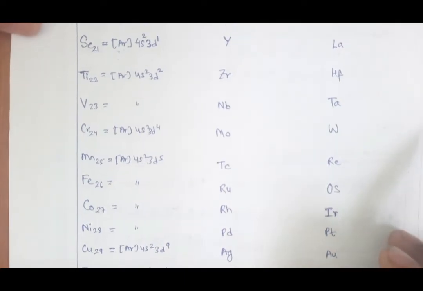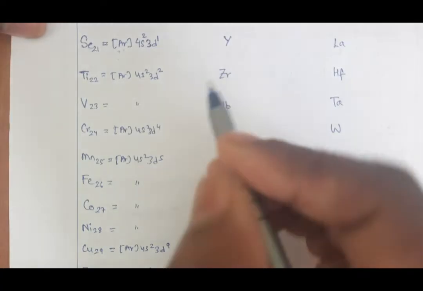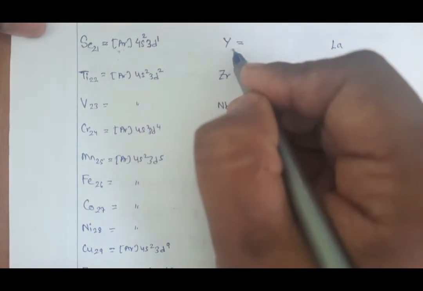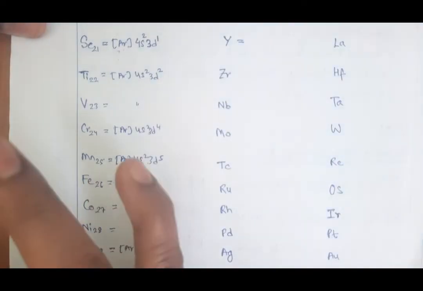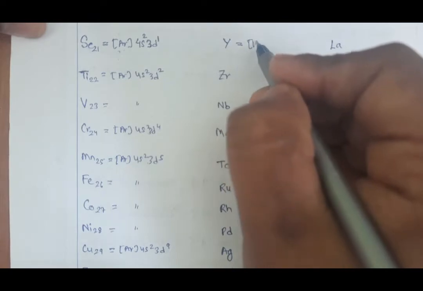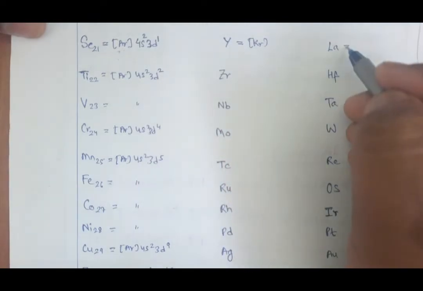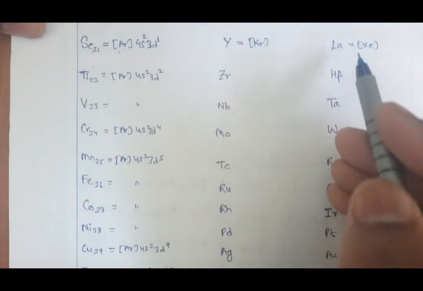So this is how we make it for the first transition series. Now for the second one, you can make the configuration without knowing the atomic number also. You just have to remember the sequence like this. After argon, what comes? Krypton. And after krypton, what comes? Xenon. After argon, krypton comes. After krypton, what comes? Xenon, students.